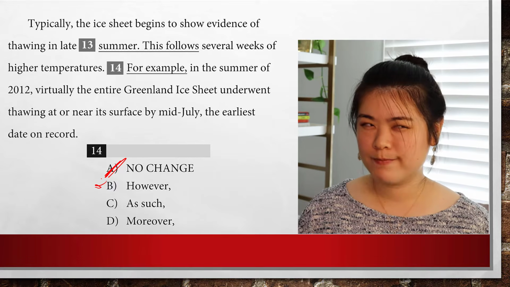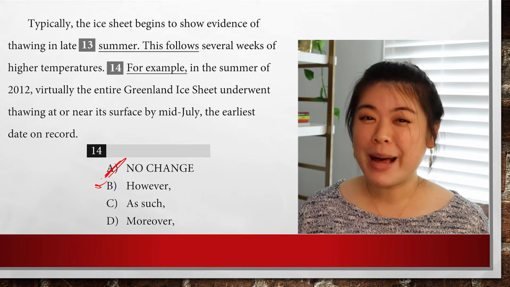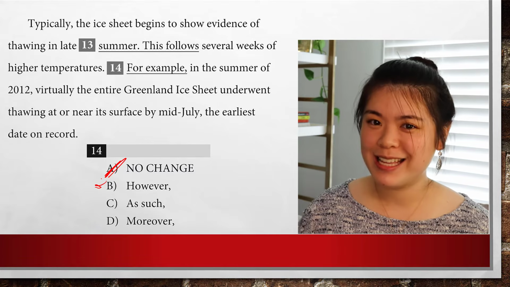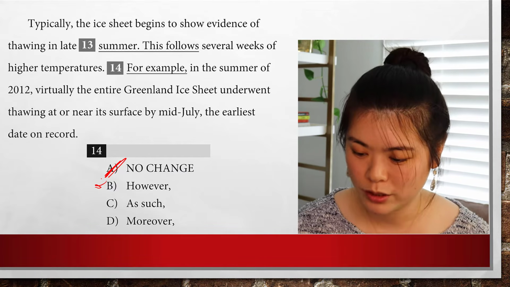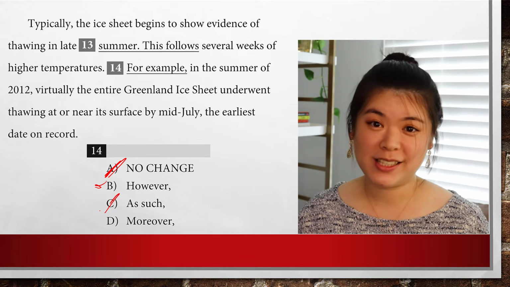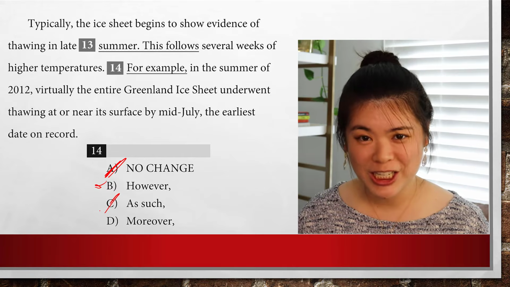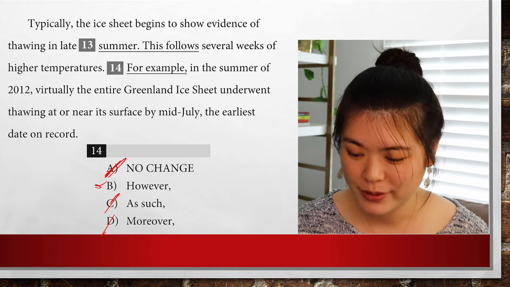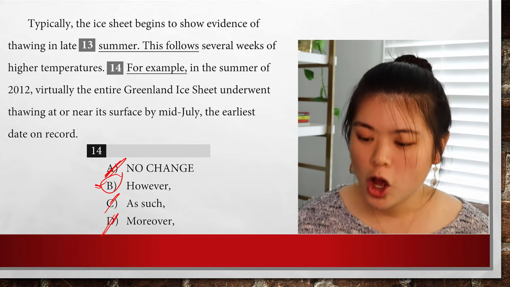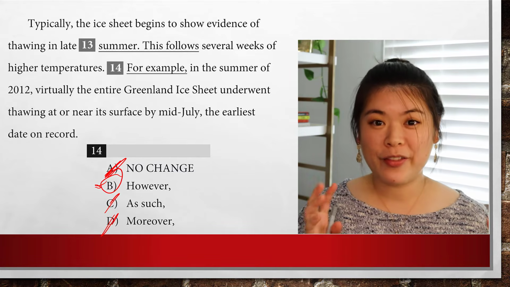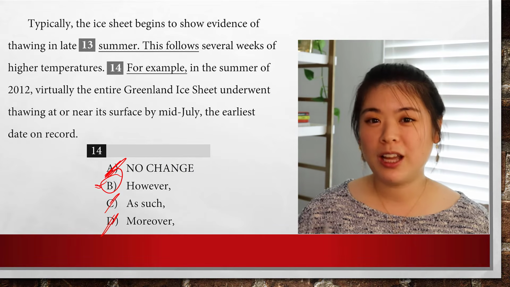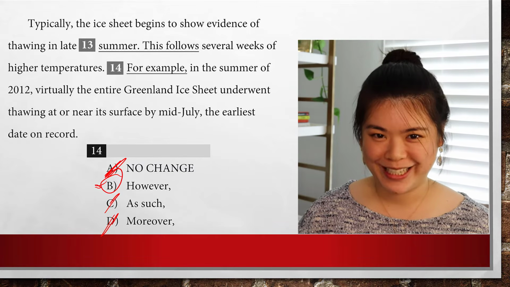C, as such. We don't hear this one a whole lot, but as such is actually a causation transition. Okay, so that is a causation, not contrast. We are going to ignore. D, moreover. Again, this is a classic continuation transition, so that's not going to be it either. Look at what's left. Just the B, however, contrasting. Hopefully you see by focusing on the type, you're not so bogged down by the individual words, and it really helps you eliminate your answers quite quickly.